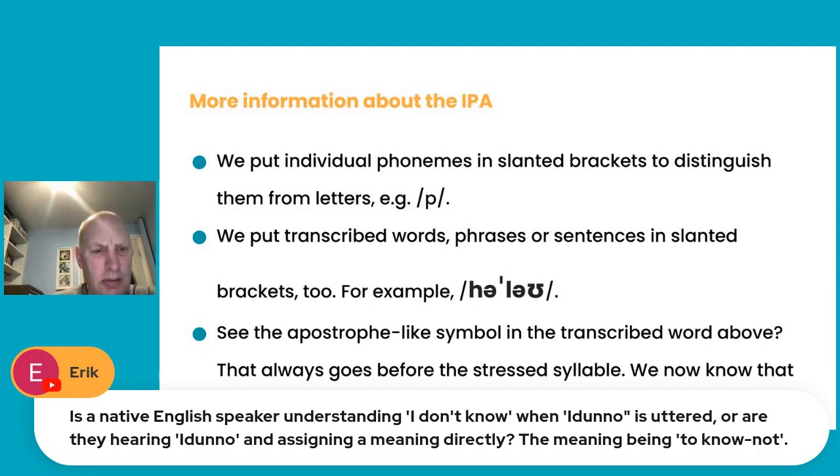please send them. Is a native English speaker understanding "I don't know" when it's said like this, or what are they hearing?